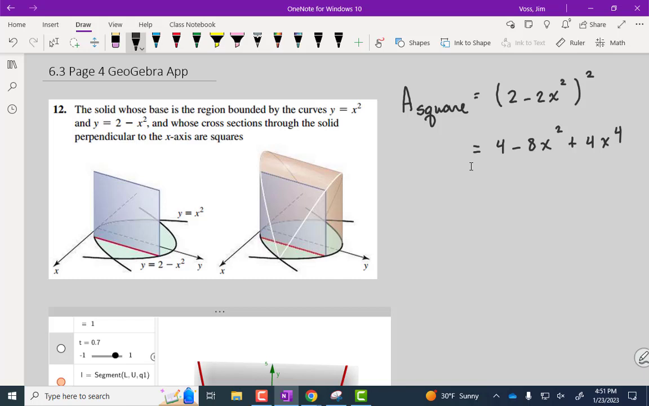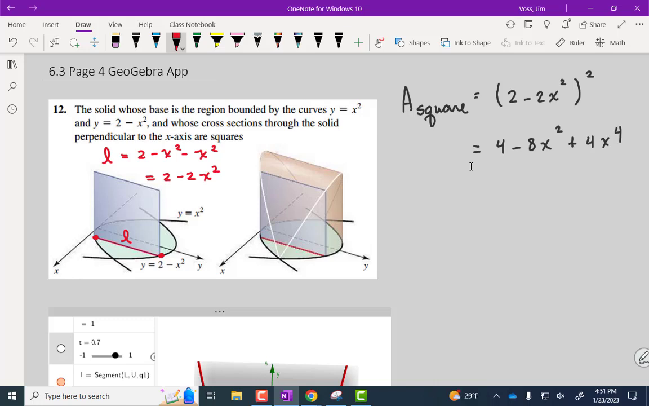Yeah? Where does the second 2 come in? Because it's 2 minus 2x squared? So the upper curve is, so one length or one side of the square, I'm going to call it L for length of the side of the square. So it's going to be 2 minus x squared. That's this upper curve. And then we have to subtract off the lower curve, which is x squared. Does that make sense? Yeah. So that'll be one side of the square.